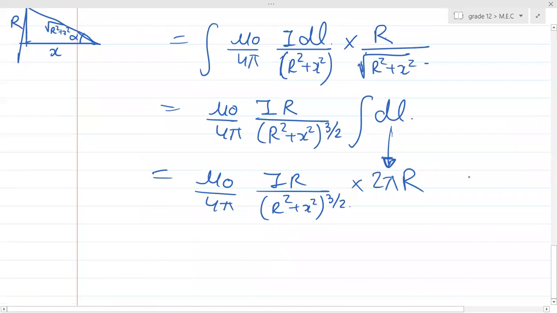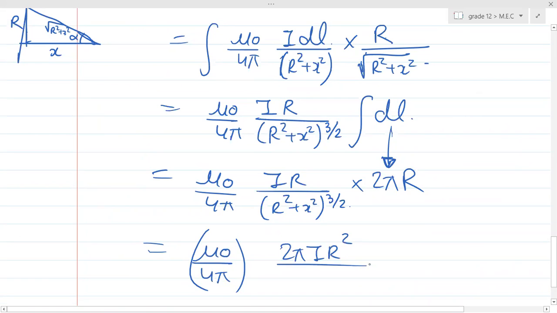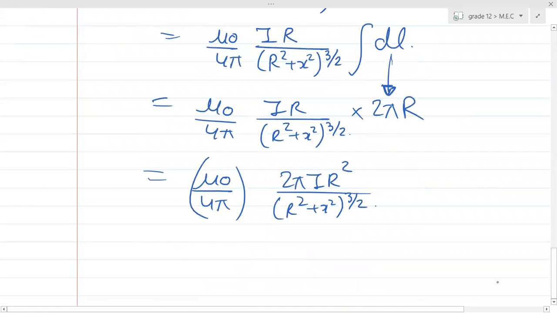Okay. So basically when you solve it finally, the final answer will be mu naught by 4 pi into 2 pi I r square upon under root of r square plus x square to the power 3 by 2. Is this clear? It is slightly analogous with this thing.